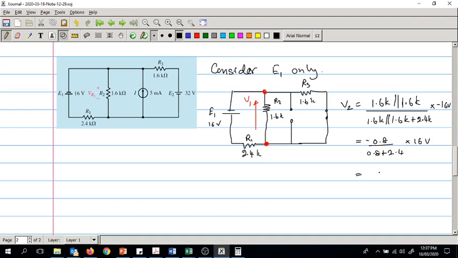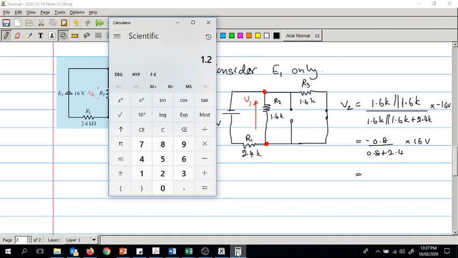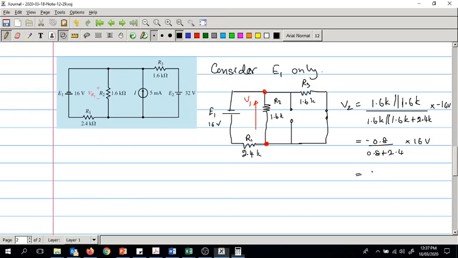So let's use the calculator to find this out. 0.8 into 16 divided by 0.8 plus 2.4, that becomes 4 volts, minus 4 volts. Now let's take the second source only.